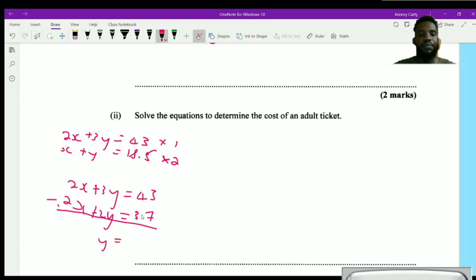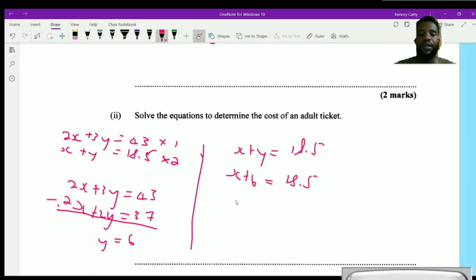Of course, 43 minus 37 is simply going to give me 6. Now, once you have the value for y, you simply put it in the easiest equation of your choice. I could put it in the second equation here. X plus y equal 18.5. So it means that x plus 6 equal 18.5. X is equal to, the 6 is positive, so it comes over as a negative. 18.5 minus 6. X is equal to 12.5.